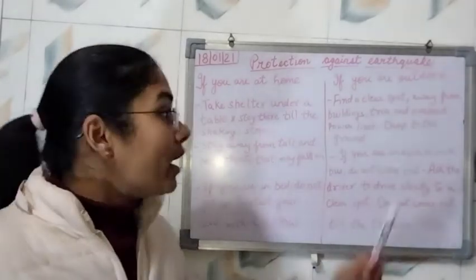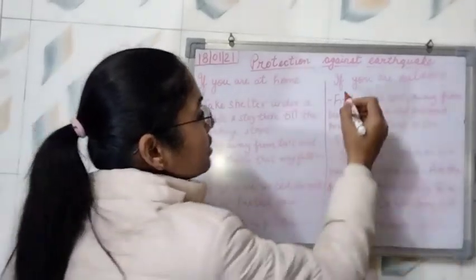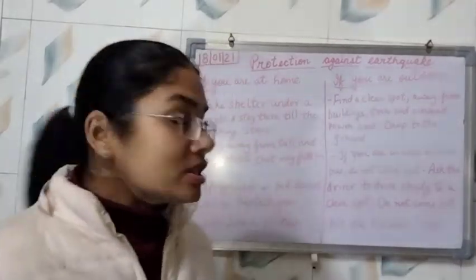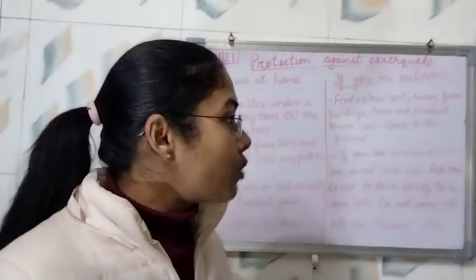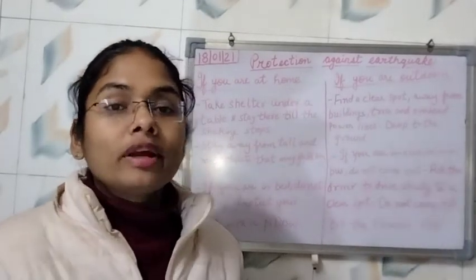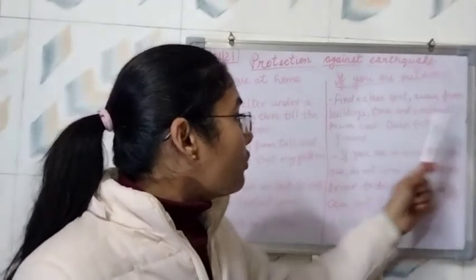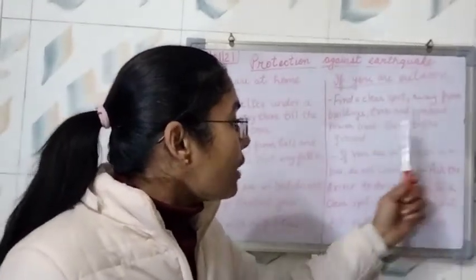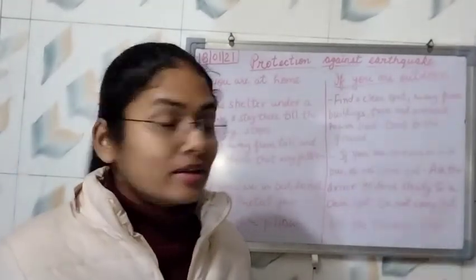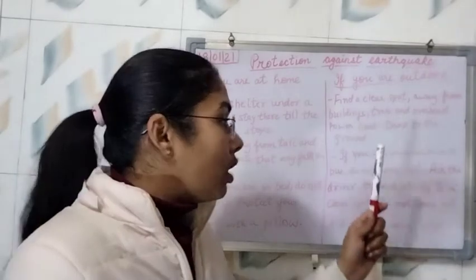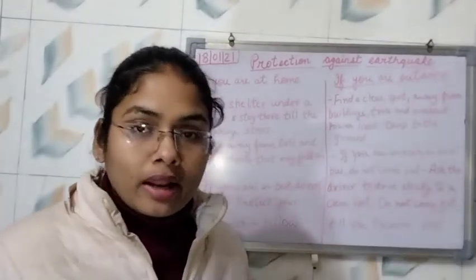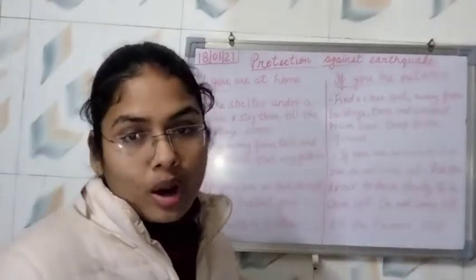And if you are outdoors, what can you do? You should find a clear spot. Clear spot means a place where there is no building or tree around it, away from buildings, trees and overhead power lines. You also need to check that any kind of wires are not going above your head. And drop to the ground, you can lie on the ground also.